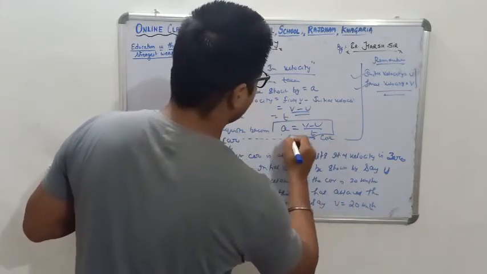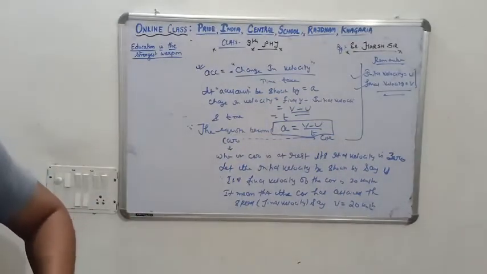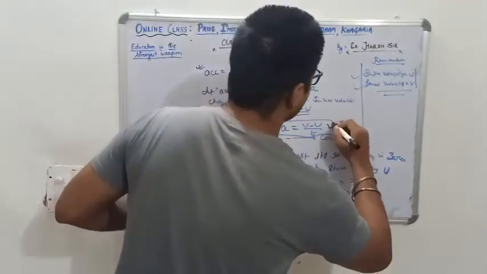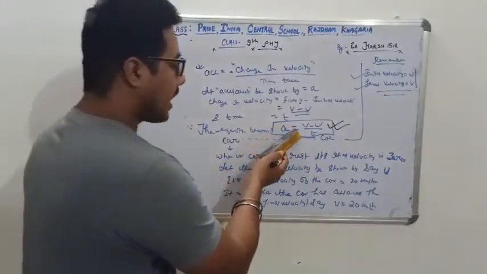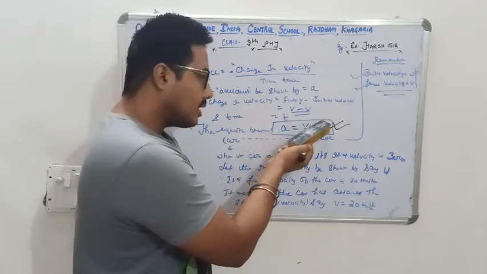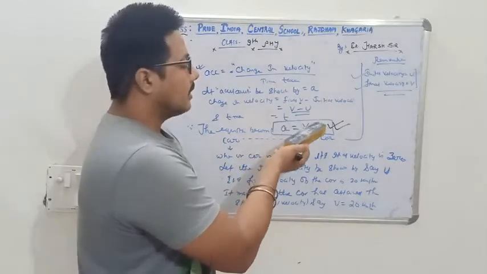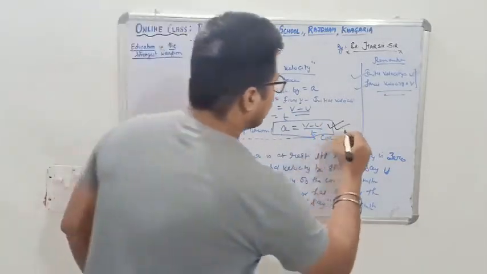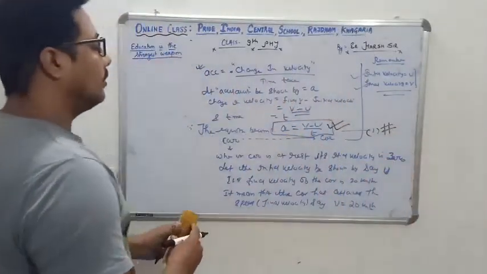So this is the formula: a is equal to v minus u divided by t, where a is the acceleration, v is the final velocity, u is the initial velocity, and t is the time taken for the change. This is the formula that you need to remember. This is very, very important.